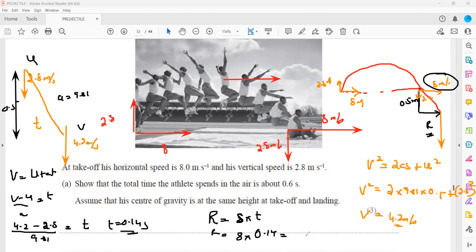So it will be 1.1 meter extra distance the athlete will cover if the athlete lands not on the same level but on a lower level from the point where he jumped, because the center of mass is here, and when he lands, his center of mass is 50 centimeters below the point from where he jumped. So that's why he will cover an extra distance. Is it a clear discussion?